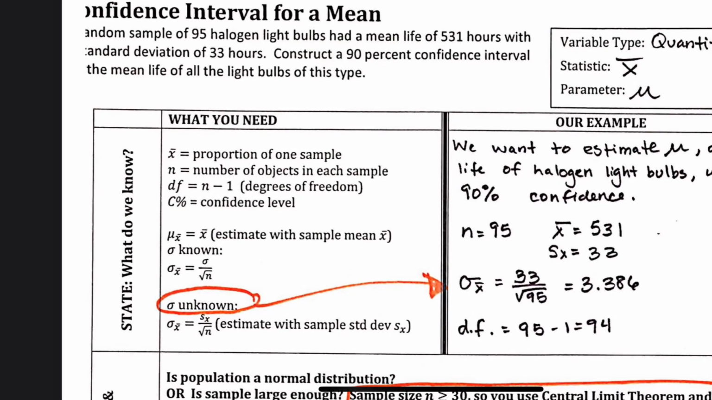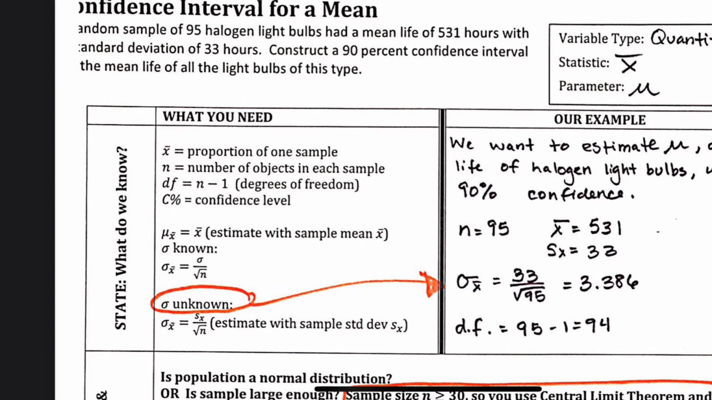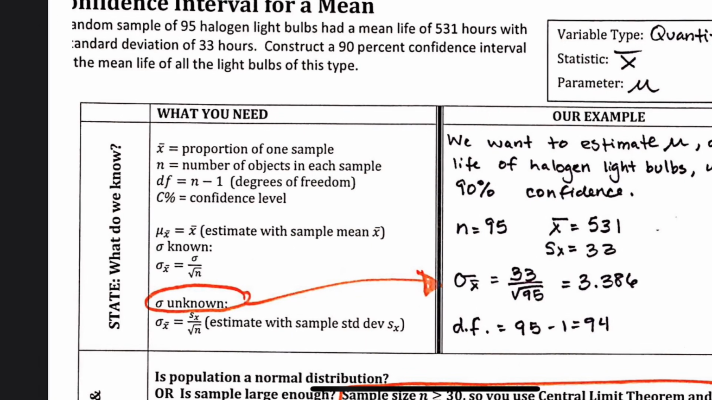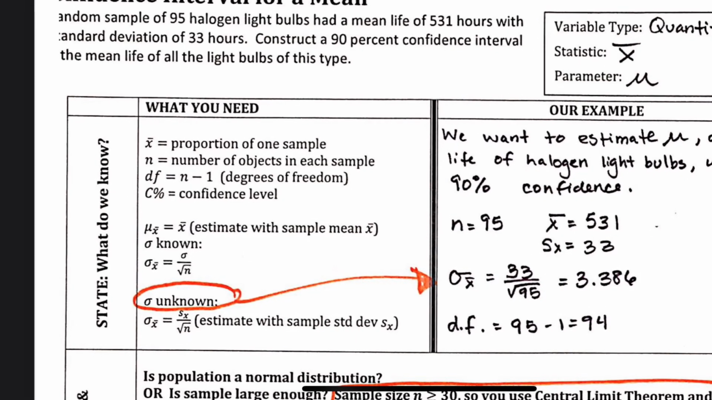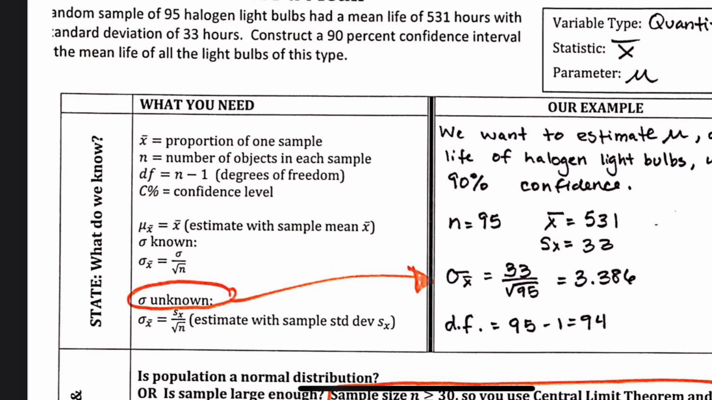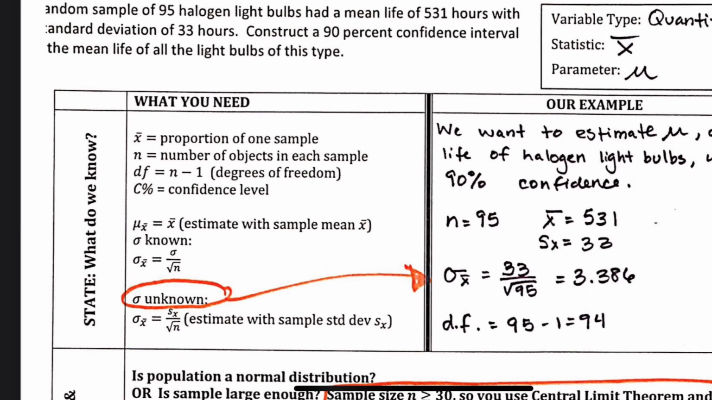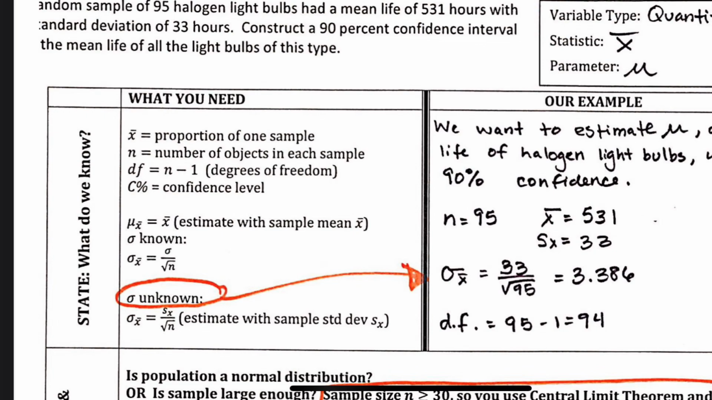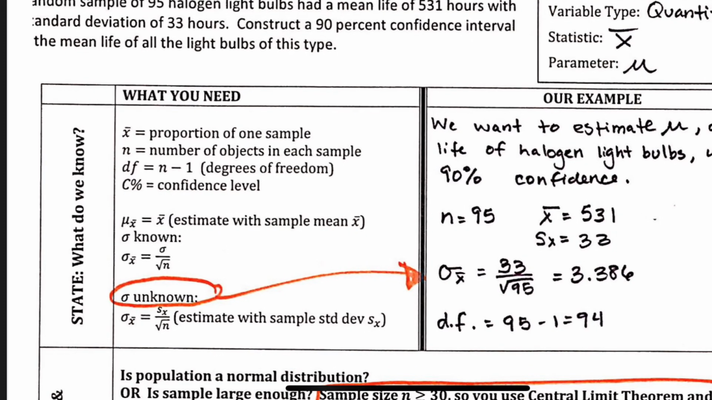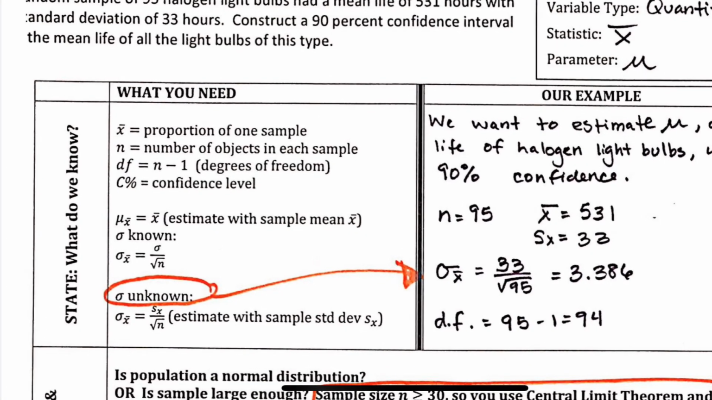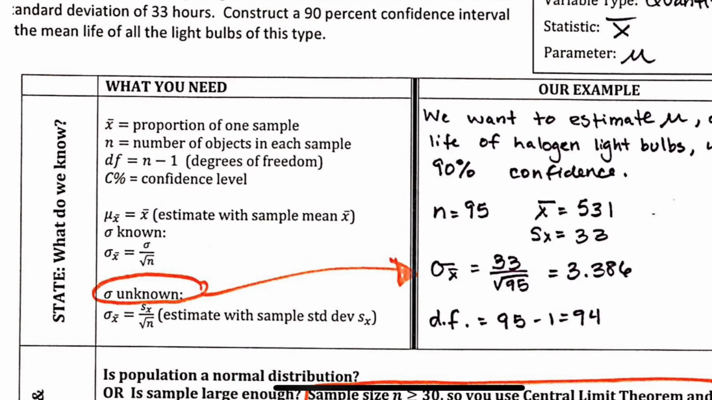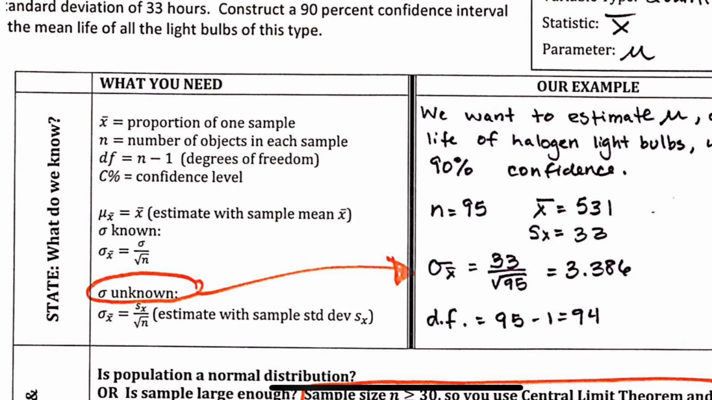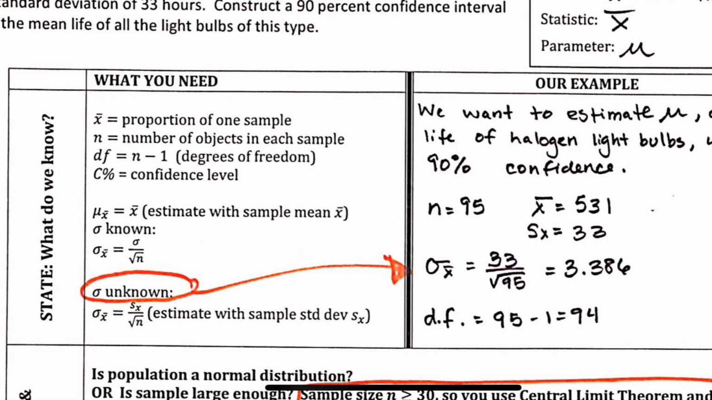Let's read through this question together about a random sample of 95 halogen light bulbs that had a mean life of 531 hours. This is where you should be marking up your paper. 95 is your random sample. That is n. The mean life of that sample, we're talking about x bar, was 531 hours. These are our statistics. They come from our sample.